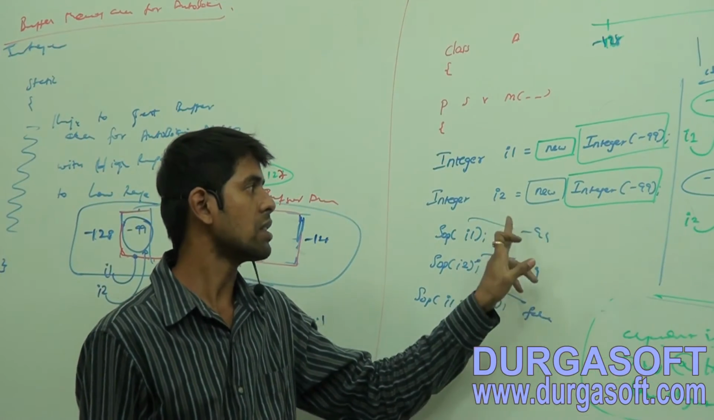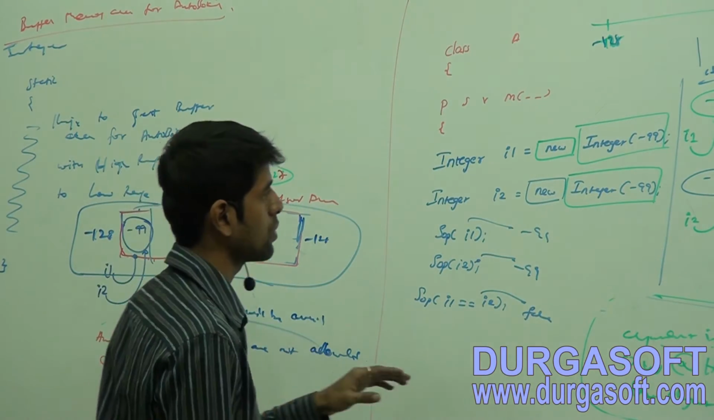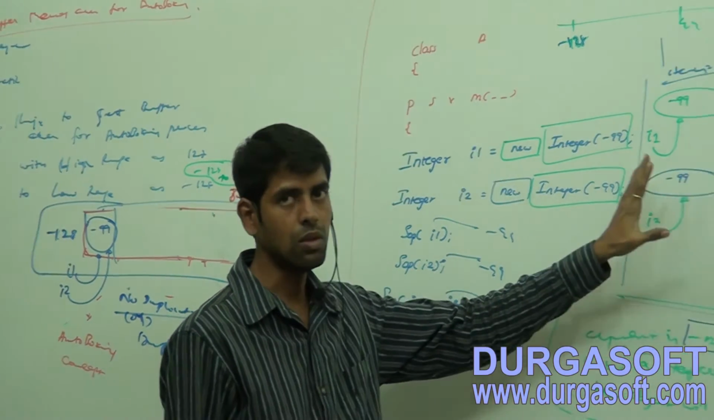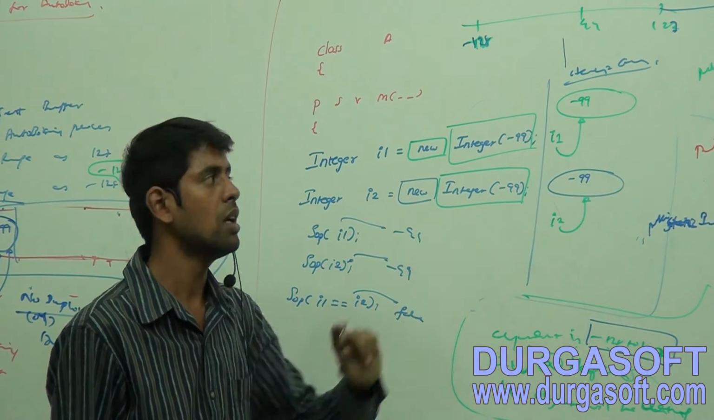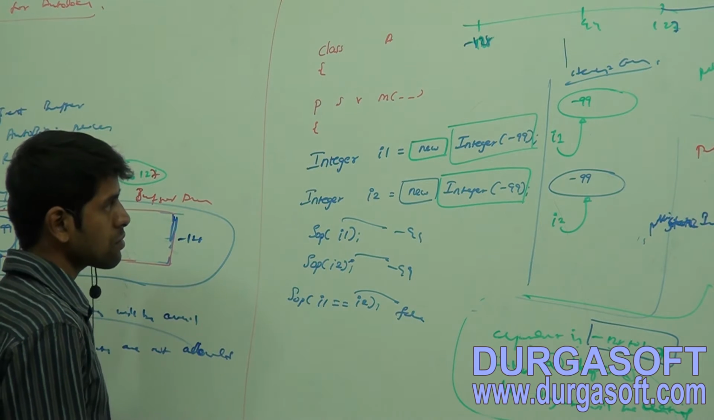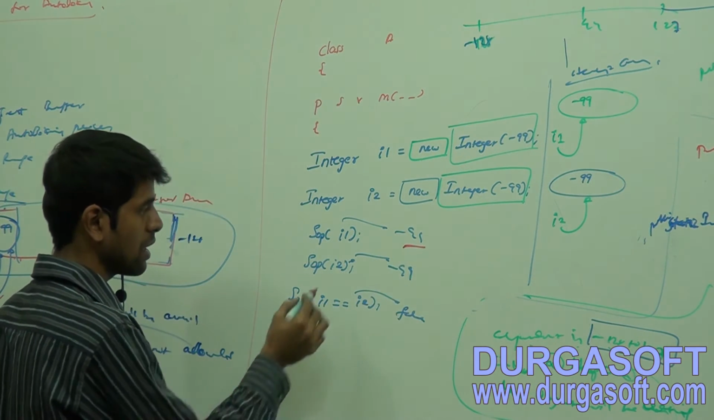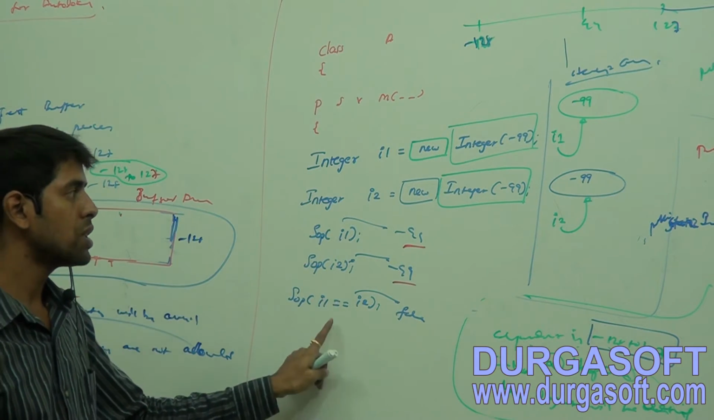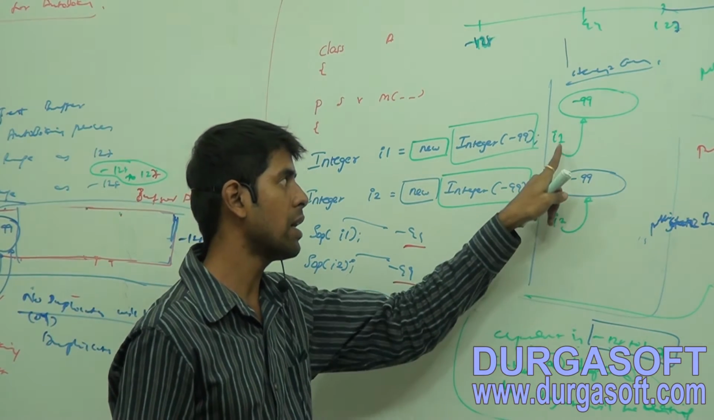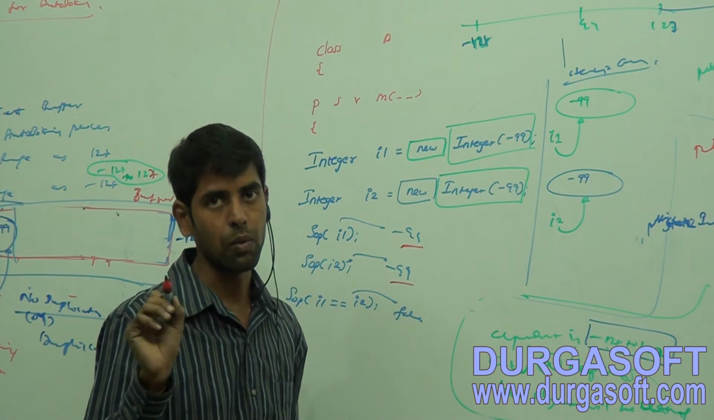So here this I2 will be referring to this object. Okay, now the data will be what? Minus 99, and here the data will be what? Minus 99. Both the objects, I1 and I2, have different reference values.